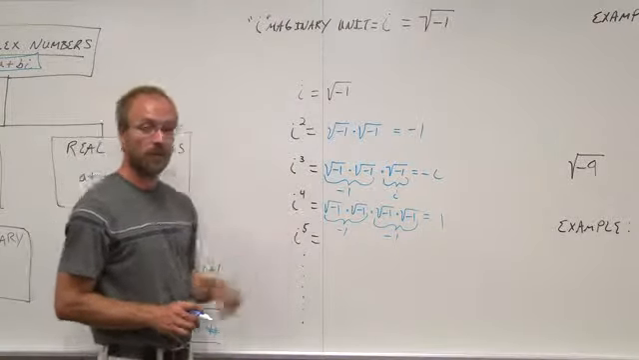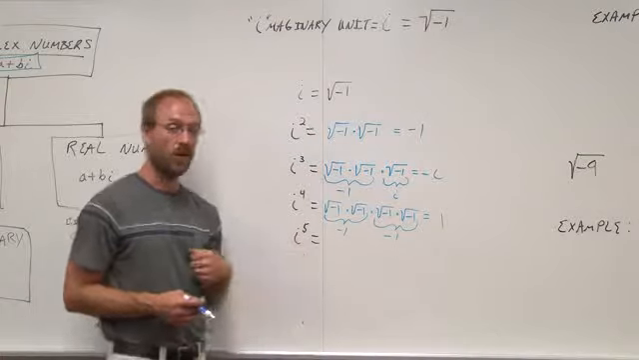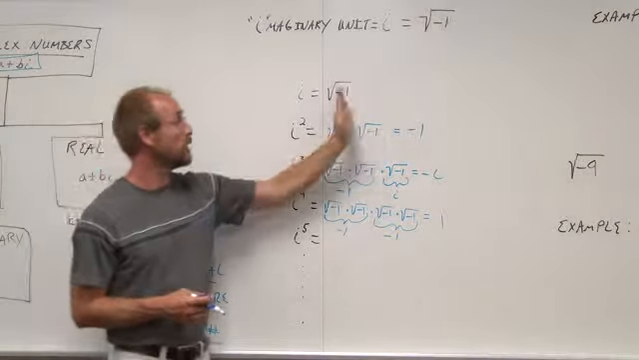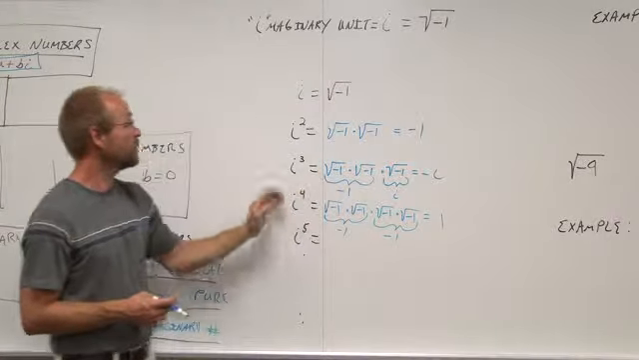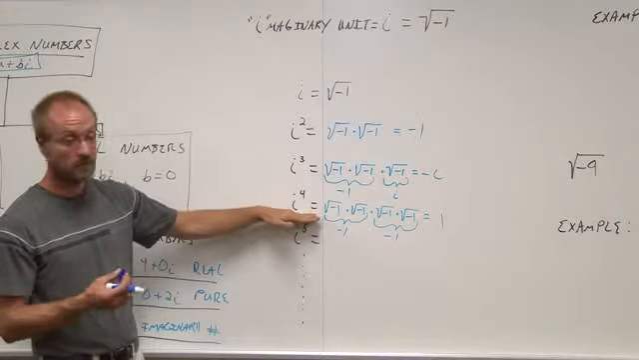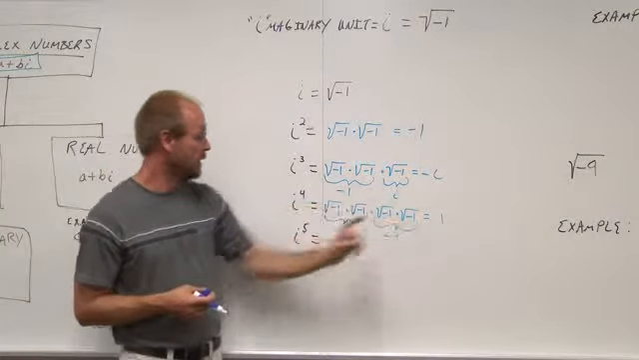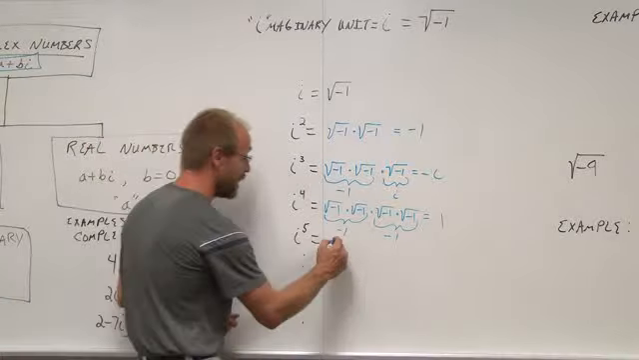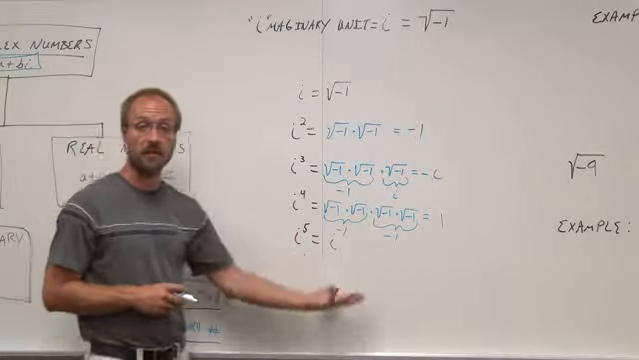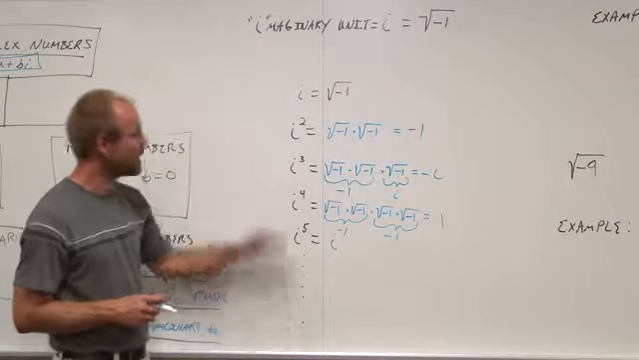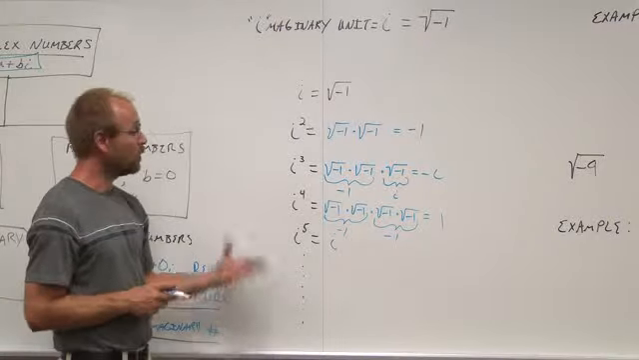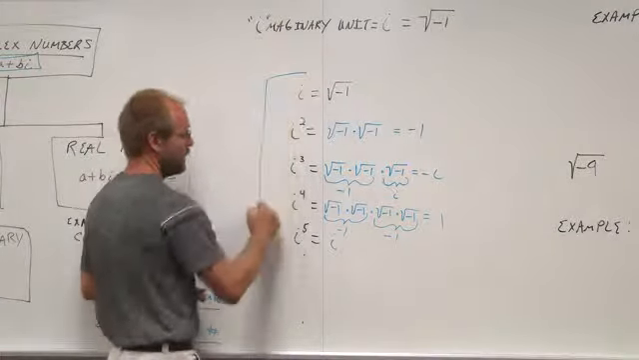Now, we could do i to the 5th, and for time's sake, I'm not going to write out all these, but if we go back and look, if we add 1 more unit of i from i squared, we get negative 1. If we multiply another unit of i, we get negative i. If we multiply another unit of i, we get 1. Well, i to the 5th is the same as i to the 1st. i to the 6th is the same as i to the 2nd. It's negative 1. And this pattern, these first 4, will repeat forever and ever and ever.